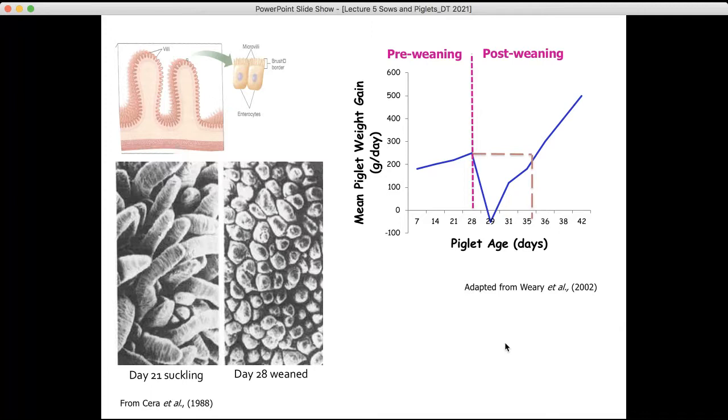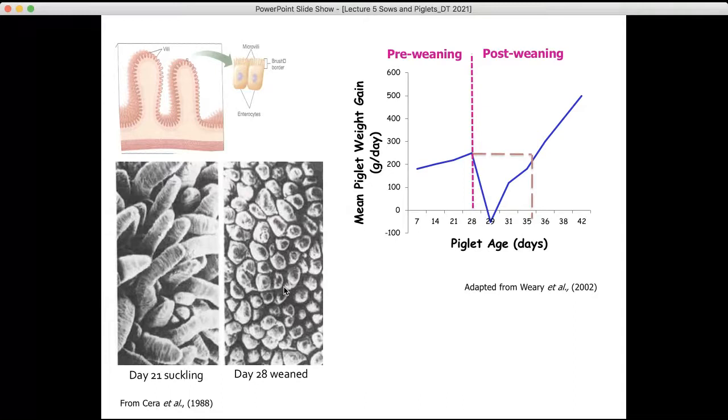Now that can also have an impact on their gut health. So remember, we talked about the gastrointestinal tract being lined with these villi, which are made up of the enterocytes. This is a microscopic view of what it looks like. If we compare a day 21 suckling pig to a day 28 wean pig, hopefully you can appreciate that the villi have been shortened in the day 28 wean pig.